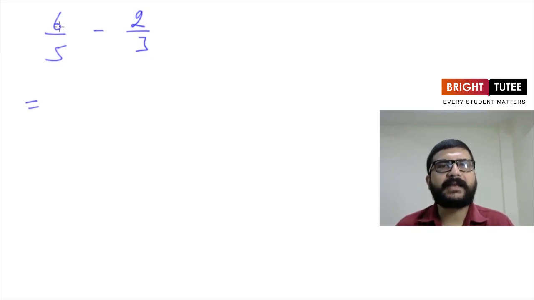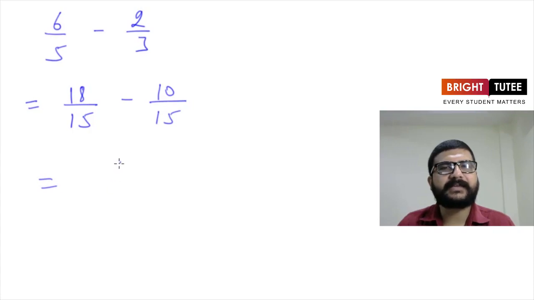We will multiply 6 upon 5 with 3 upon 3. So that will give us 18 upon 15. Then minus 2 upon 3. We have to make denominator as 15, so we will multiply this with 5 upon 5 because 3 into 5 will give us 15. So 2 into 5 will be 10 upon 3 into 5, that is 15. Now denominators are same, so we will simply subtract their numerators. 18 minus 10 will give us 8 upon 15. So the answer for this question will be 8 upon 15.